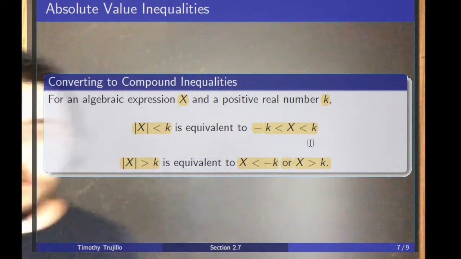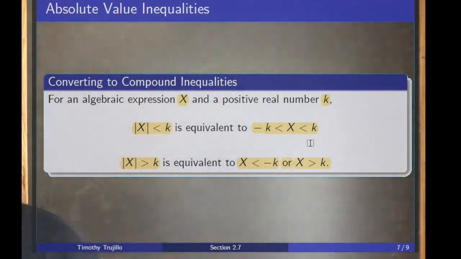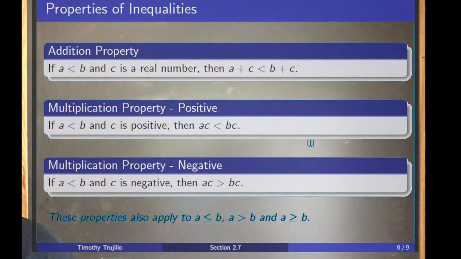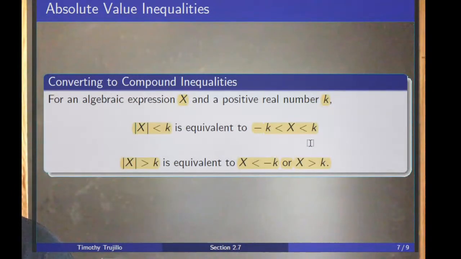So we'll convert these absolute value ones into compound inequalities, and then write these solutions in terms of interval notation. Okay, so that sort of concludes all of the main content for today. Here again, you just have to be careful about multiplying by a negative or dividing by a negative. And then here, absolute values get converted into compound inequalities.